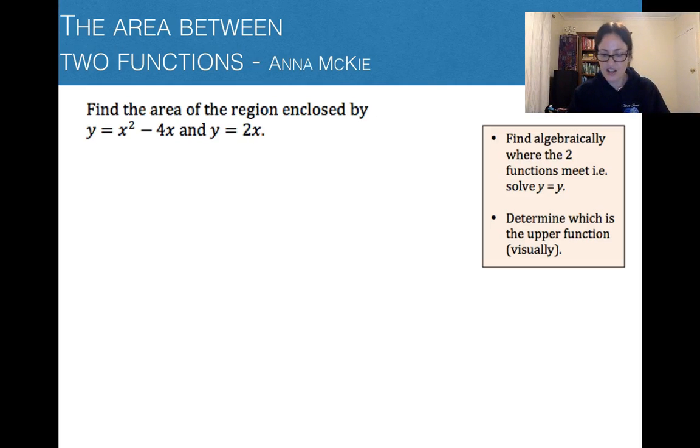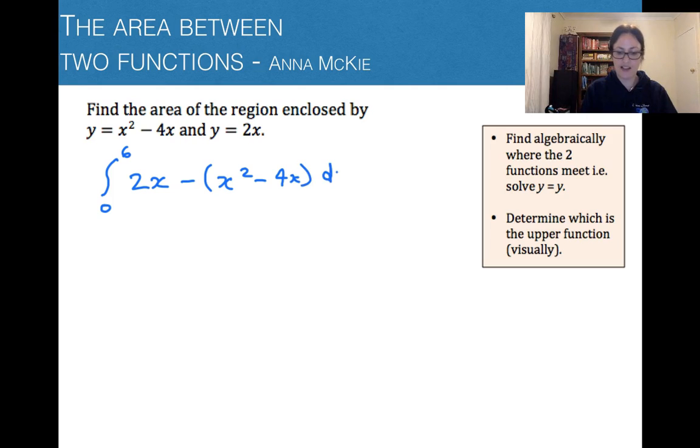So now we write our integral between those points of intersection, so 0 and 6, and you write the upper one first, so we're going to write 2x, take away with brackets the other function, x squared, take 4x, dx. Now we tidy that up and then integrate. So we have 2x, we're going to have take x squared, and then minus 4x, so that's going to be plus, so we're going to end up with 6x, take x squared dx.